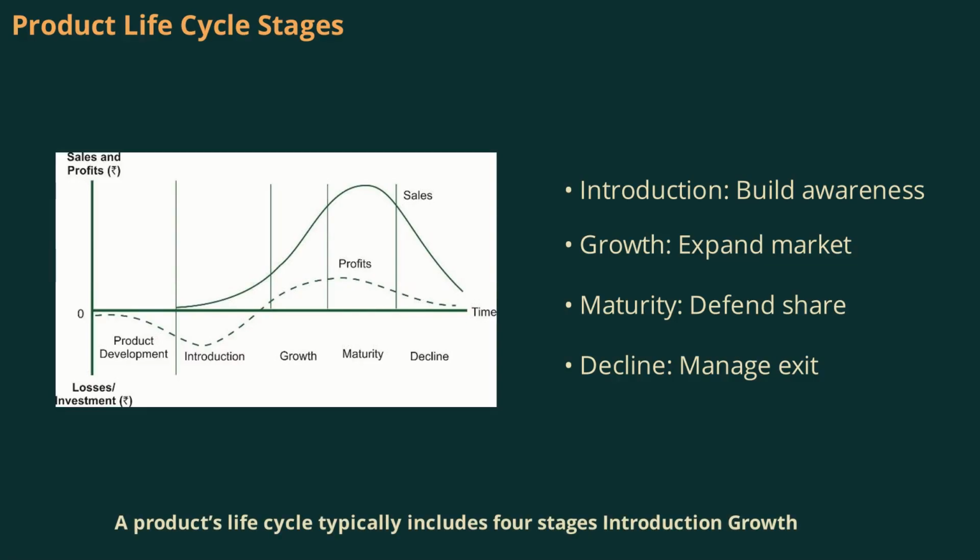A product's life cycle typically includes four stages: introduction, growth, maturity, and decline. Each stage has distinct characteristics, such as sales volume, profit margin, customer types, and competitive dynamics. Strategies must be tailored to each phase, from aggressive promotion and market development in the introduction stage to cost control and product differentiation during maturity, and finally, managing decline through product extension or discontinuation.